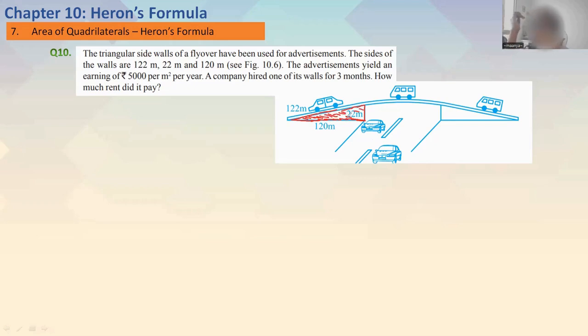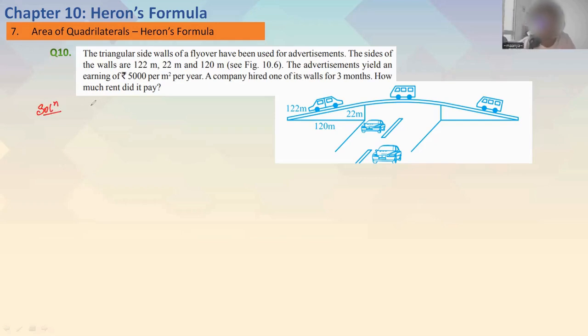For this one, can we use half into base into height? We are not sure whether it's a right angle triangle. It is only visible like a right angle triangle. If it was, then half into 22 multiplied by 120 would give us the area. But it is not mentioned anywhere in the question that this triangle is a right angle triangle. So we cannot assume things like that. We have to go according to what is being told in the question. Let's get on with things.